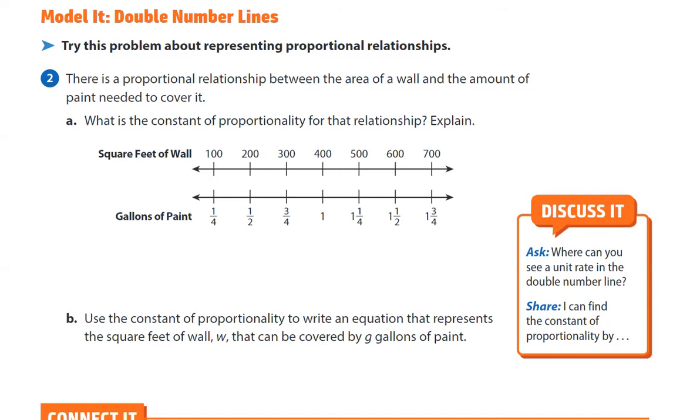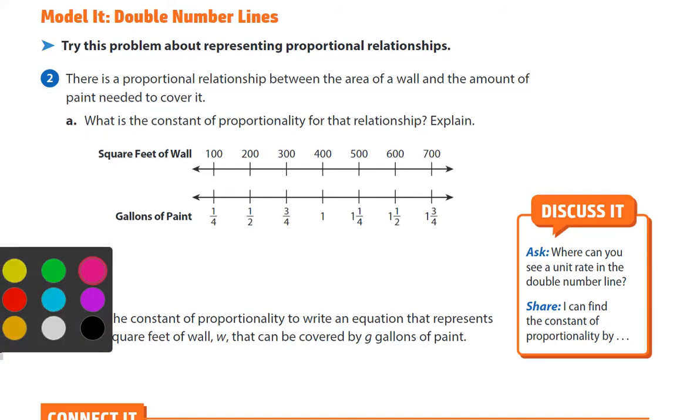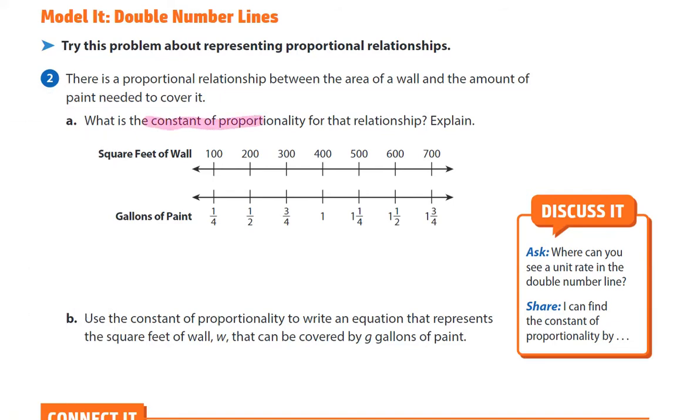What is the constant of proportionality? I'm going to highlight that pink every time because it just feels so important. Constant of proportionality for that relationship. Explain. Okay. Well, we want to look at our unit rate, remember? And our unit rate is always the per 1. So per 1 gallon of paint, how much wall can we cover? 400 square feet. So that makes our constant of proportionality 400.